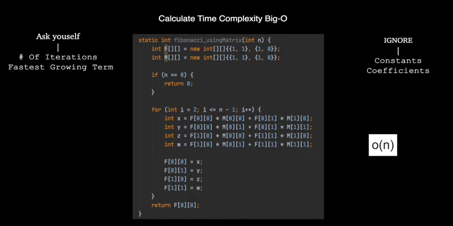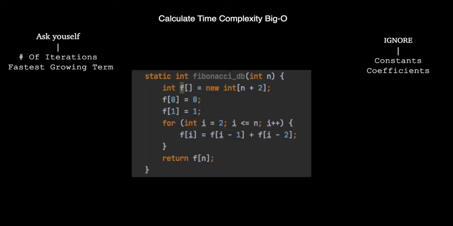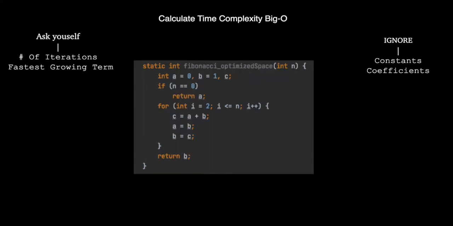Next, Fibonacci DB. Ignore all the definitions. Go right into the iterations. We have what? From 2 to n. So number of iterations is n. Complexity will be O of n. Same thing. Go right into the for loop from 2 to n. So iterations n. Fastest growing term n. So it's O of n.